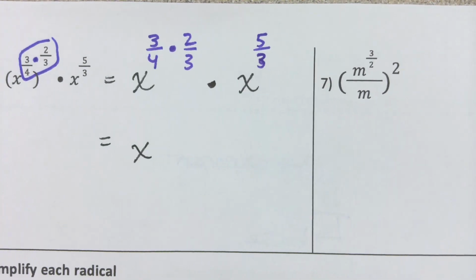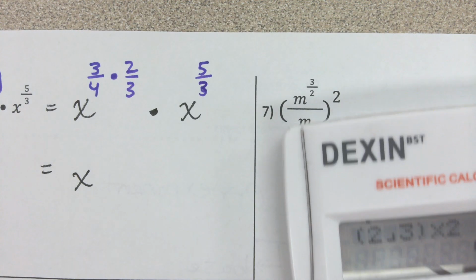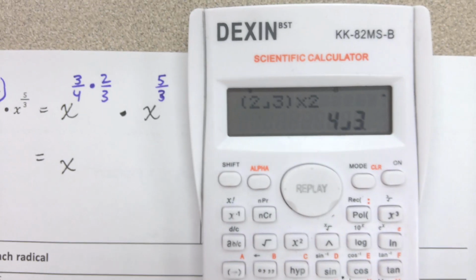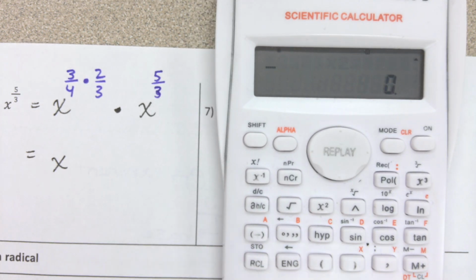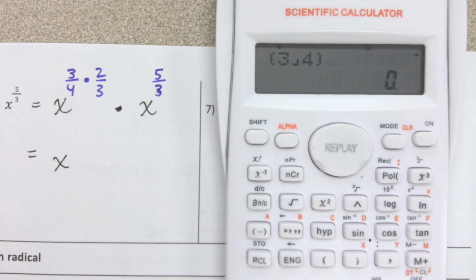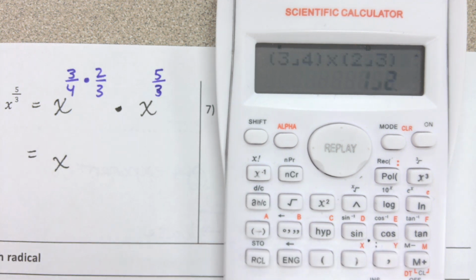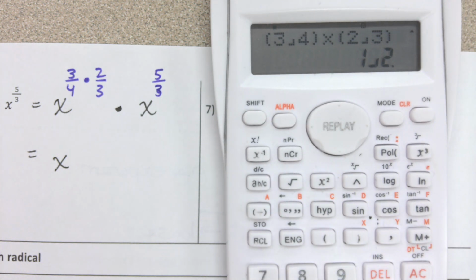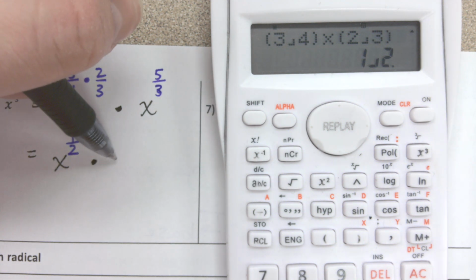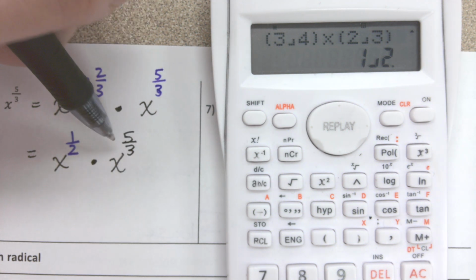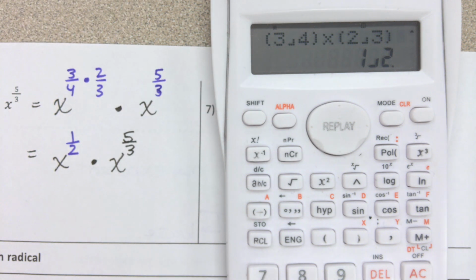I'll use my calculator to do that part for me. 3 ABC 4 times 2 ABC 3. And it's just a simple 1/2 times x to the 5/3. From here, I got the same base. When I multiply, I actually add those fractions together.